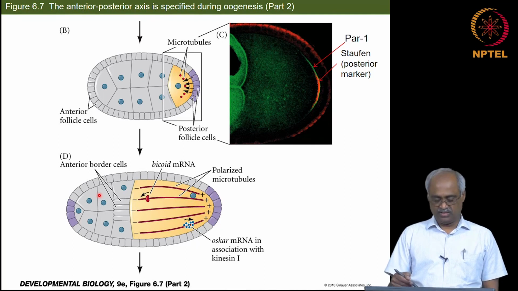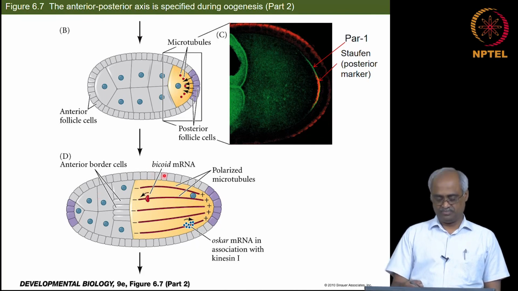So in tomorrow's class we will see how the top and bottom are determined. Okay, so we have seen the front and back, so we need to see the asymmetry between these two sides. So that we will do in the next class.